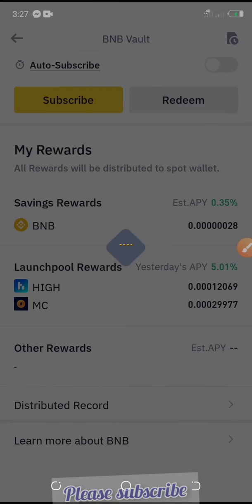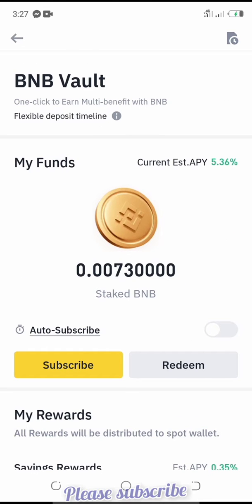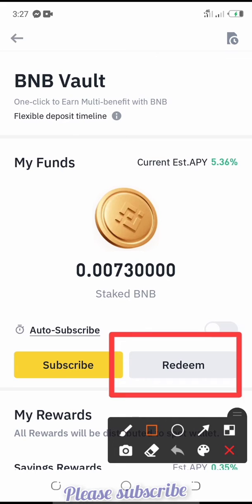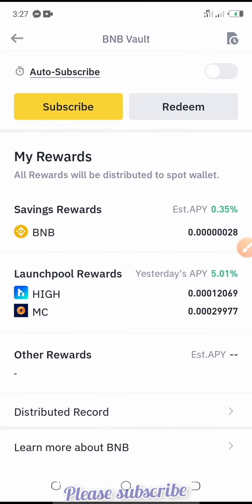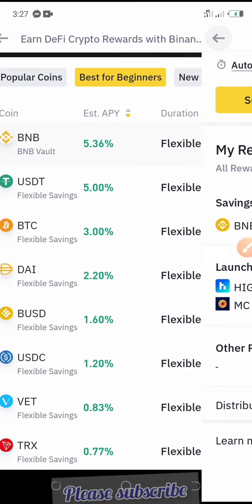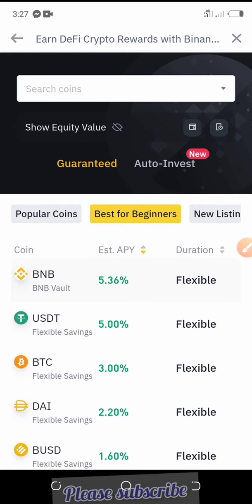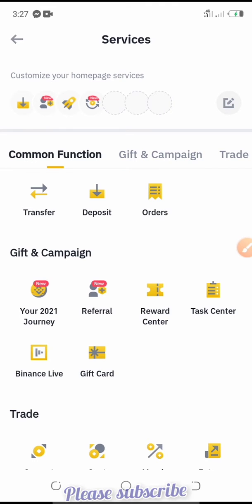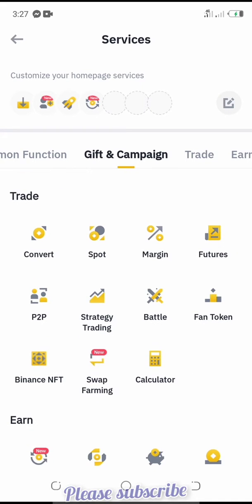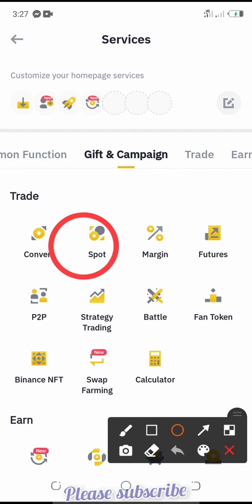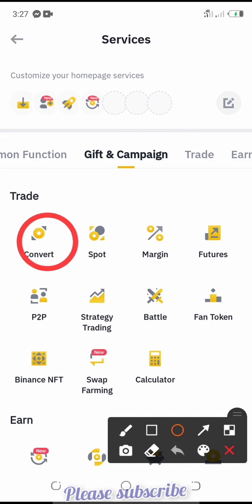So what am I trying to say? At any point in time, you can click on redeem, and you actually get your 0.0073 BNB, which you have staked. You will still get it. It's there for you, and other small coins and other benefits you have gotten from the distributed record. It goes straight to your spot wallet. Now you'll be asking, what is spot wallet or convert? This is convert, and then this is spot wallet.